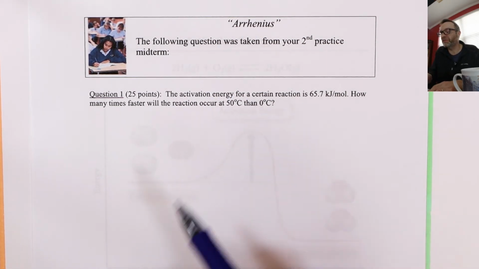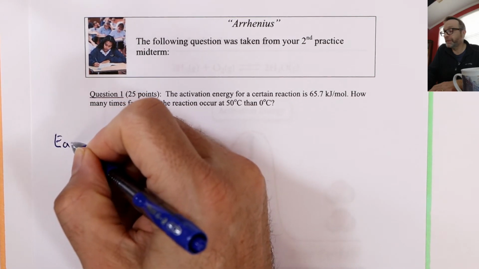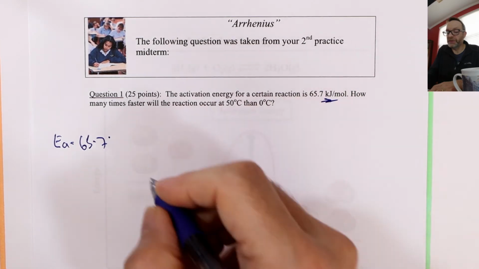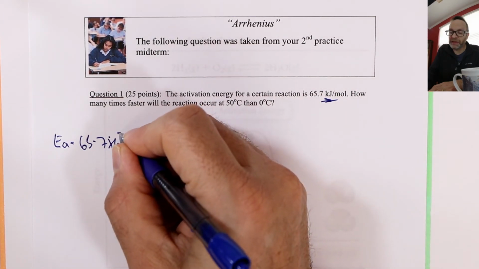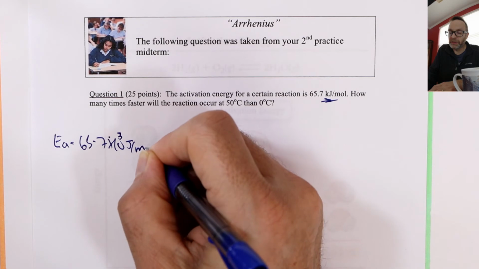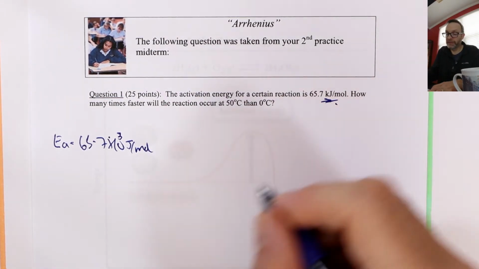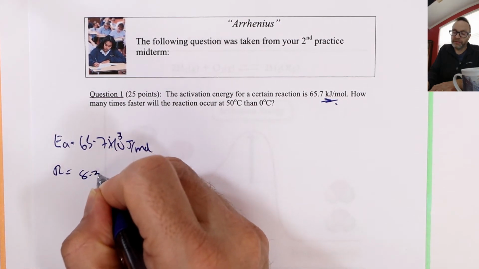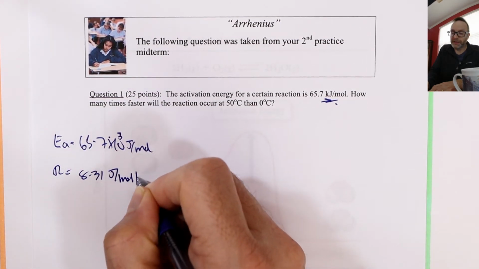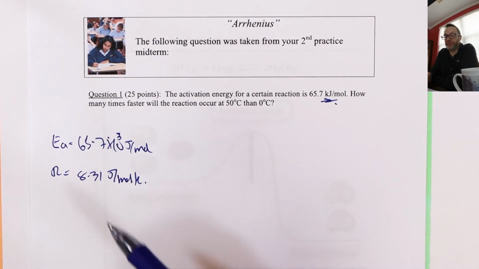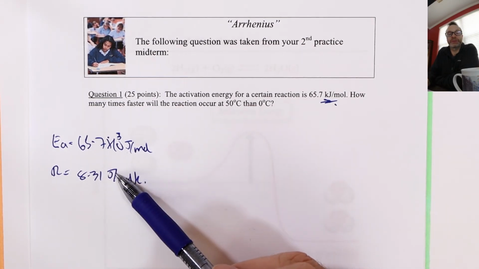So the activation energy for a certain reaction, Ea, is given as 65.7. Now instead of writing kilojoules, I'm going to write times 10 to the 3 joules per mole. Why did I do that? Because remember, I'm dividing by R, 8.31 joules per mole per Kelvin, right? So consistent units. When people make mistakes on this, they can be off by a factor of 1,000 because they forget to do this. Joules has to cancel with joules. Kilojoules and joules don't cancel. Joules and joules do, right?